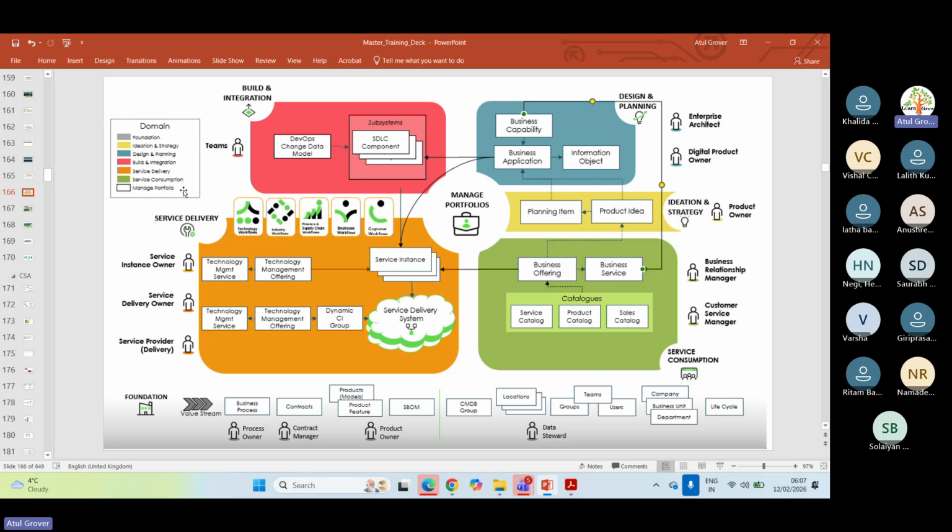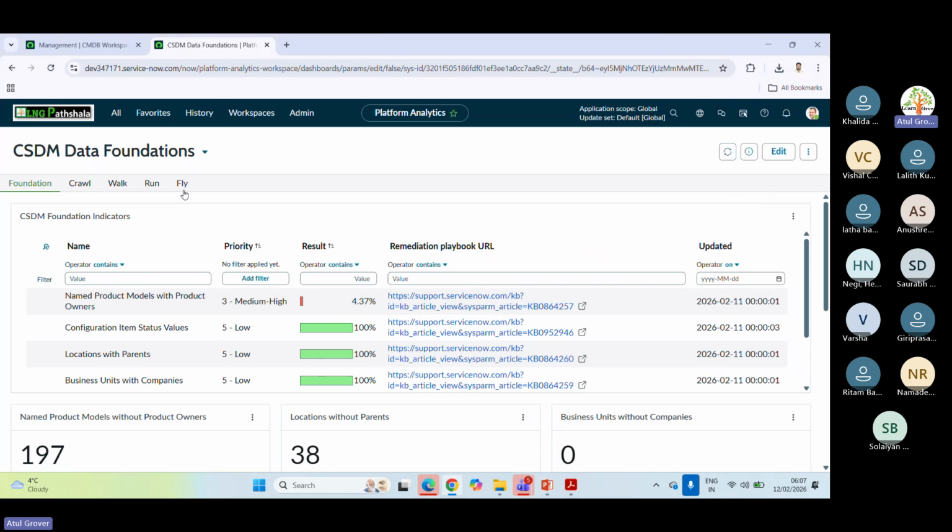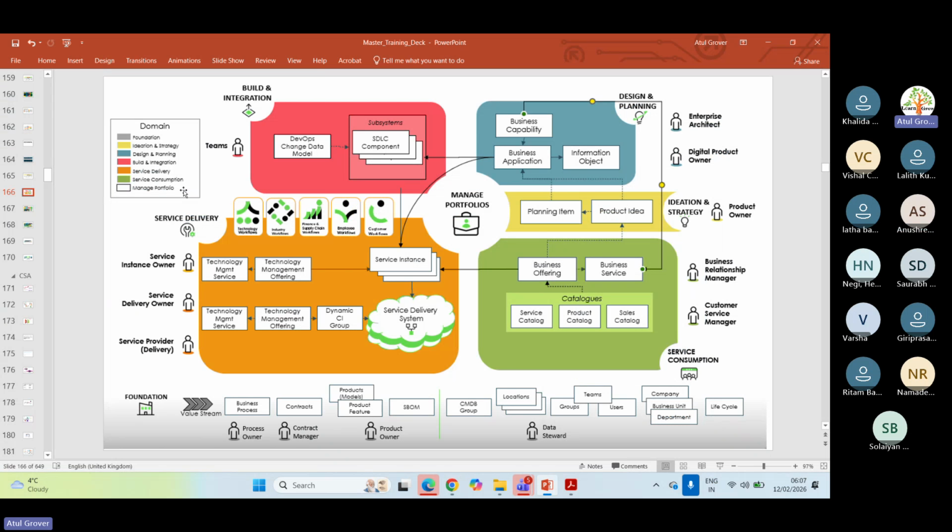ITSM, ITOM, event management, discovery. Discovery is too huge. So in ITOM, service mapping is not at the first point. Service mapping comes at the crawling part, or might be a little later. Let's set up the discovery at least. See what you're getting. Then bring the service mapping. When you mature, then bring it. So this is also part of this white paper. Crawl, walk, run, and fly. And we will discuss it in our session.